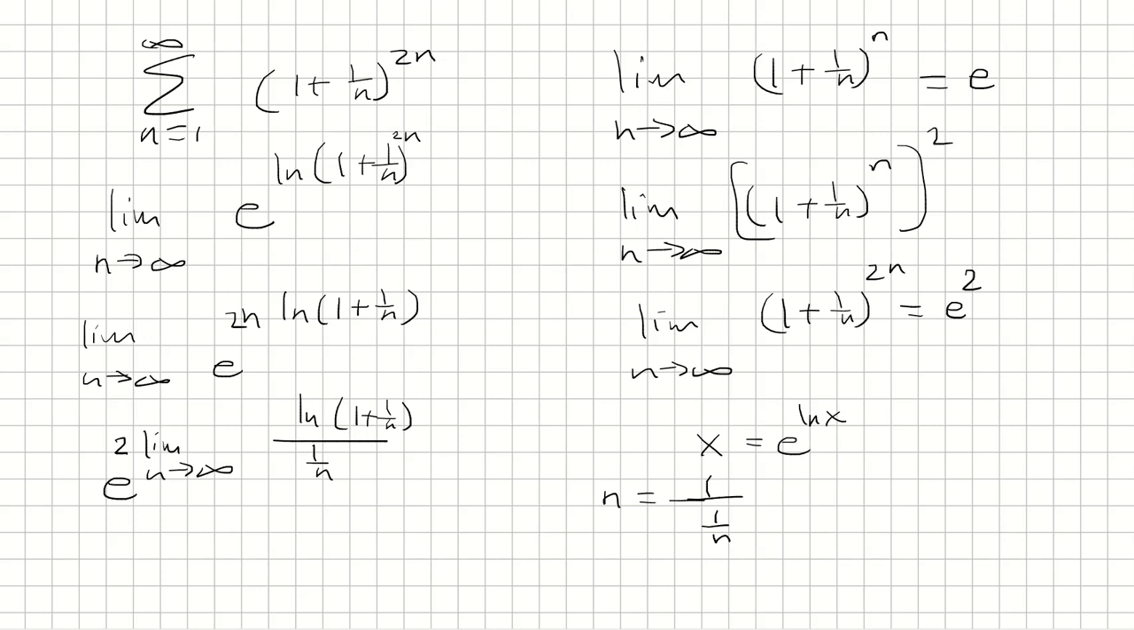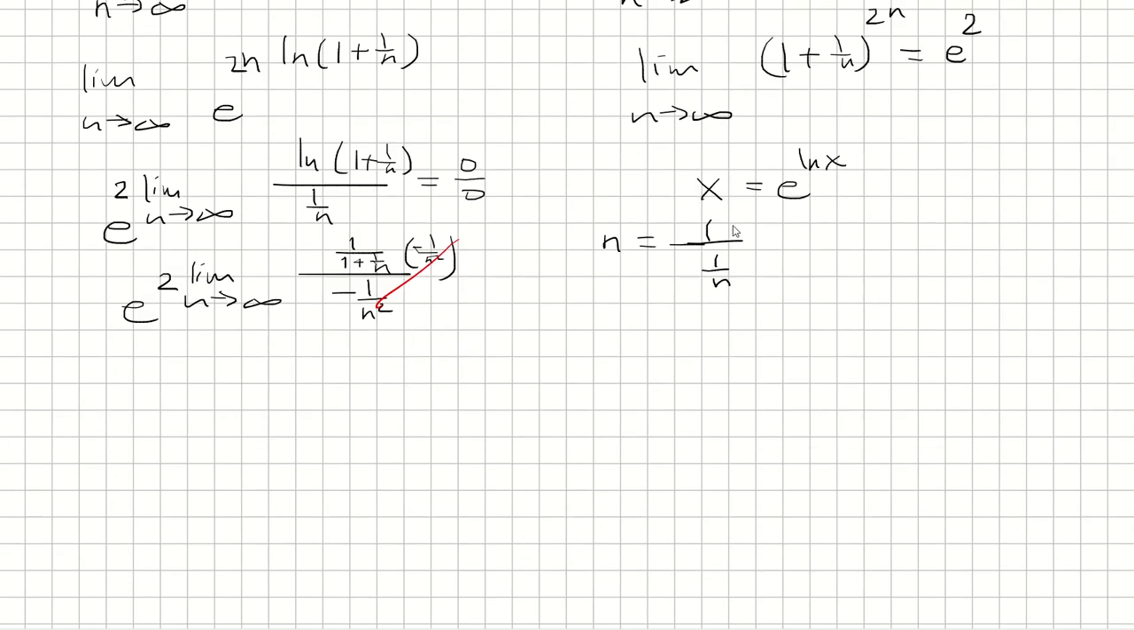Because now I can use L'Hopital's rule, because as n approaches infinity, you get 0 over 0. So you could just take the derivative of the top and the derivative of the bottom. The derivative of natural log of (1 plus 1 over n) is 1 over (1 plus 1 over n) times the derivative of 1 plus 1 over n, which is negative 1 over n squared. And the derivative of 1 over n is negative 1 over n squared. A lot of things are going to cancel.